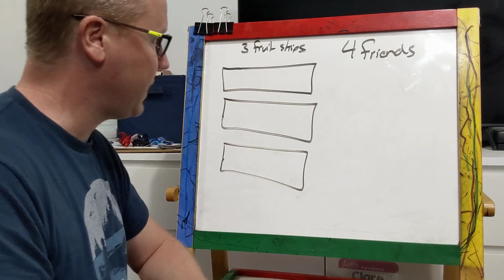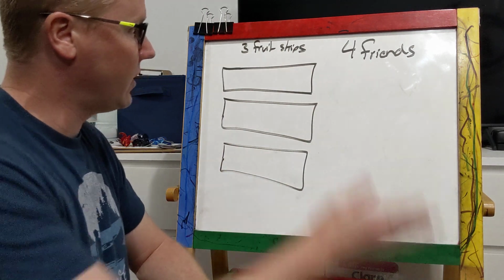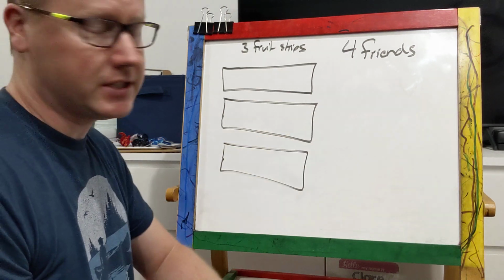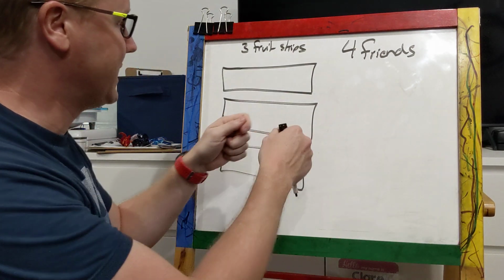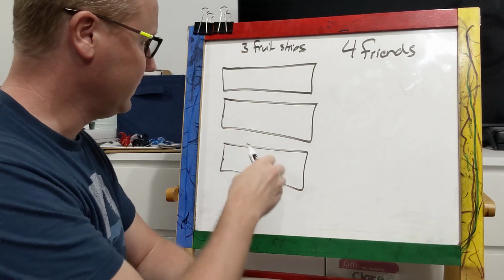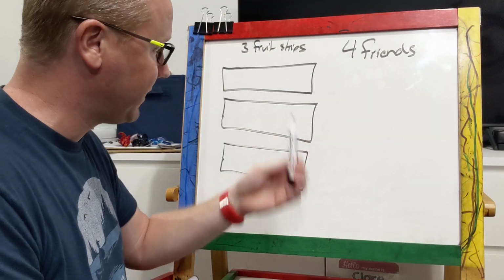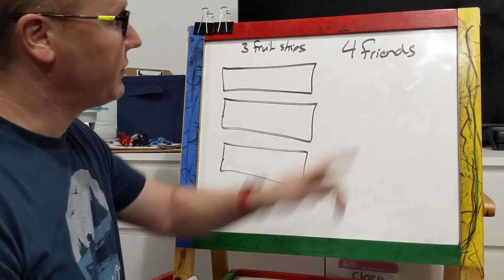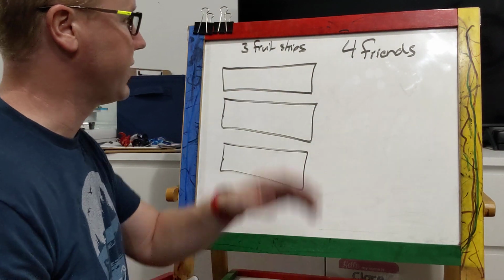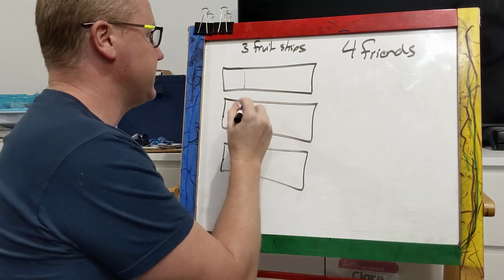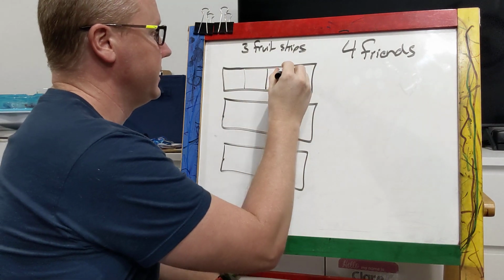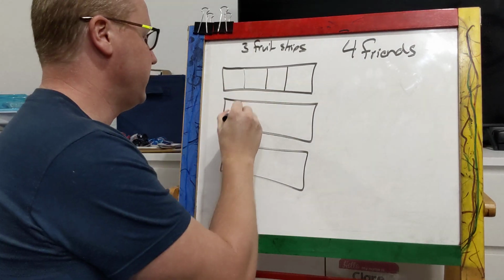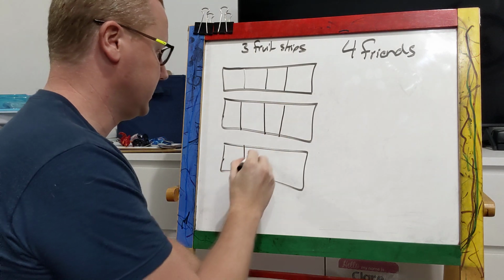So we have to figure out a way to divide these up so that each friend gets an equal piece. One way you could try is to cut them in half. What I like to do is think of each strip as each friend getting a piece of each strip. One friend gets this chunk, one friend gets this chunk, one friend gets this chunk, and one friend gets this chunk. So we're going to break up each strip into 4 chunks.